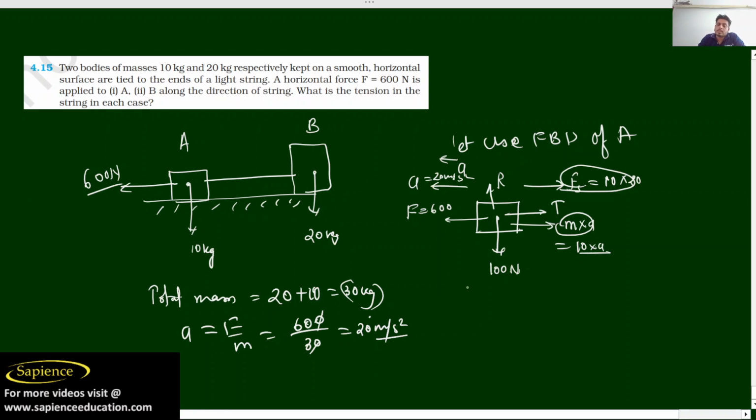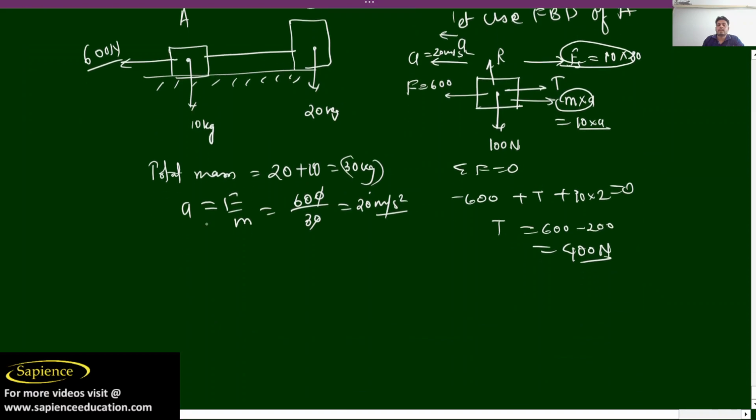For an equilibrium condition, the total force in the horizontal direction will be zero. So this is minus 600 plus tension plus mass into acceleration, that is 10 into 20, and this must be equal to 0. So from here tension will be equal to 600 minus 200, so this is 400 Newton. I hope you have understood now. Tension in this rope is 400 Newton.